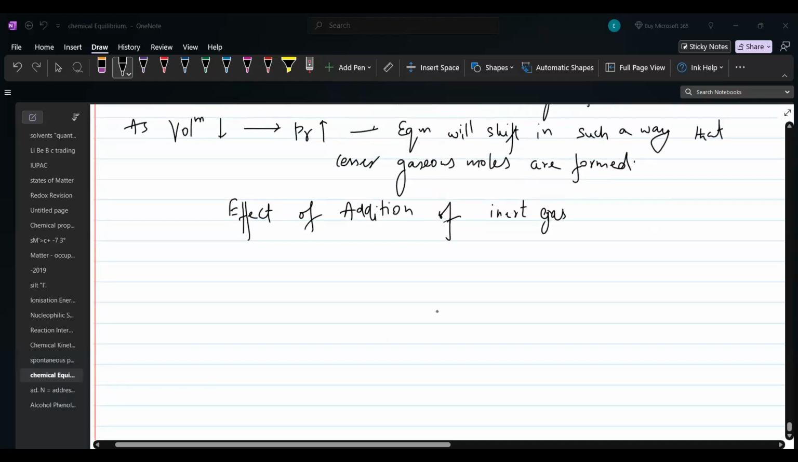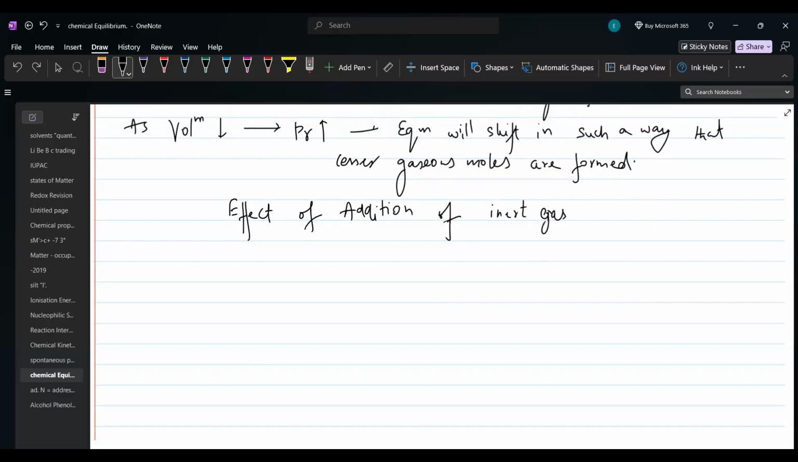So we will see another effect. After seeing the effect of concentration, heat, pressure, volume, and change in volume, then the effect of addition of inert gas. This will not increase or decrease the reactants or products because they are inert in that reaction. And then we will see the effect of catalyst, that will be the last one.